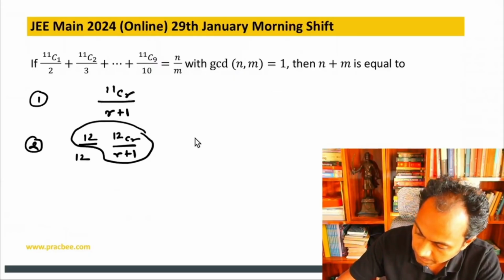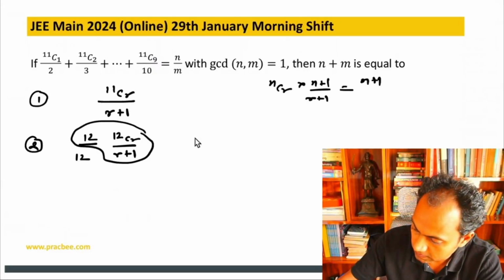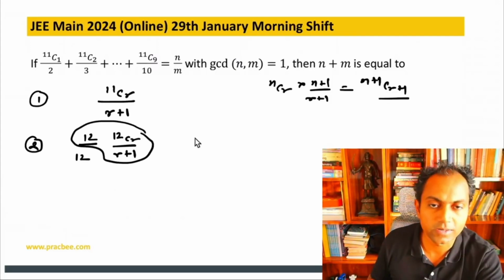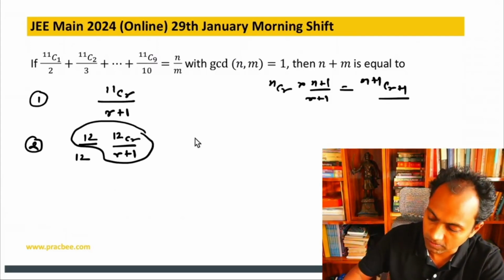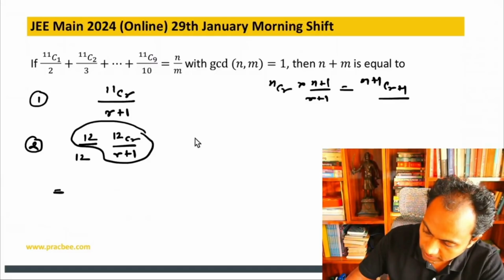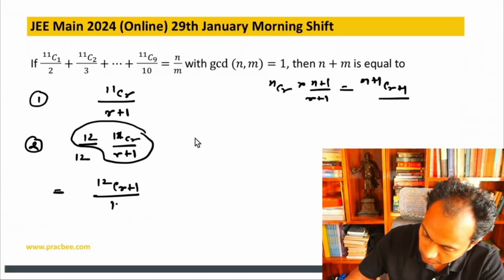nCr into n plus 1 by r plus 1 can be written as n plus 1 C r plus 1. This is a very important result that we'll use in solving a lot of such problems. So this will become nothing but, this was 11, this will become 12C r plus 1 by 12.